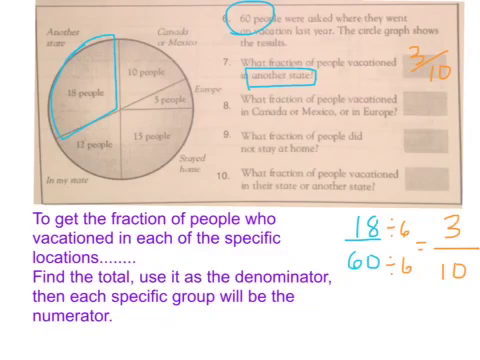Now, just like in the first section of graphs, number 8, 9, and 10 do not just ask you for one specific thing, so you're going to have to read carefully. Number 8 asks you what fraction of people vacationed in Canada, Mexico, or Europe. So that's combining two sections. Number 9 is saying what fraction of people did not stay at home. And in question 10, it says what fraction of people vacationed in their state or another state. So 8 and 10 are combining two sections of the graph.